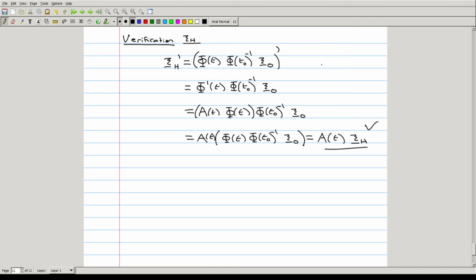And this also satisfies our initial condition, because when you look at psi h of t naught, you're going to get that this is equal to phi of t naught times the inverse of the matrix phi of t naught times xi naught, which is just equal to the identity matrix times xi naught, which is equal to xi naught.